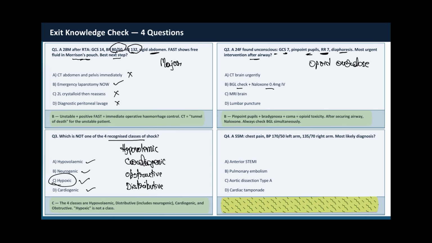distributive. Okay. Next question. A 55 years old male patient presented to you with chest pain, with a BP of 170/50 on the left arm and 135/70 on the right arm. Most likely diagnosis is the right answer, that is the aortic dissection.